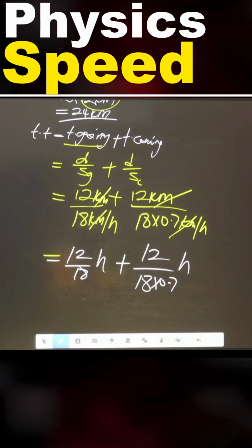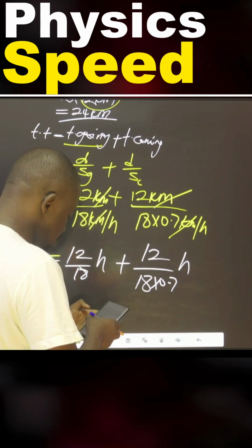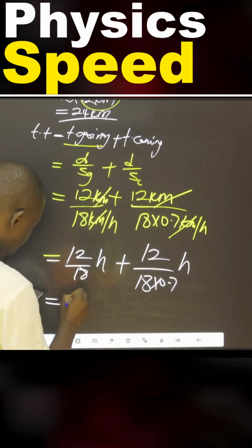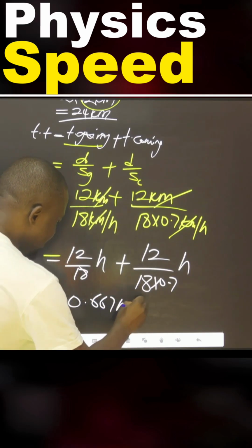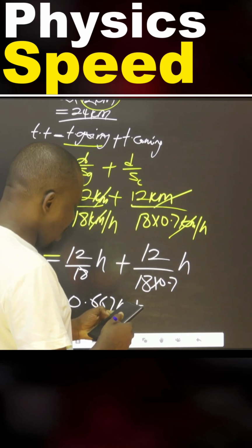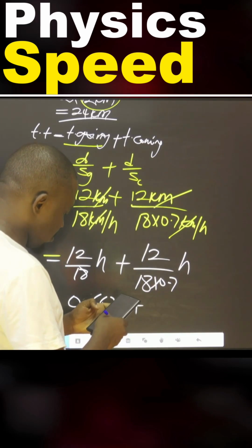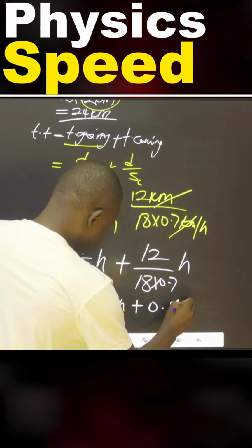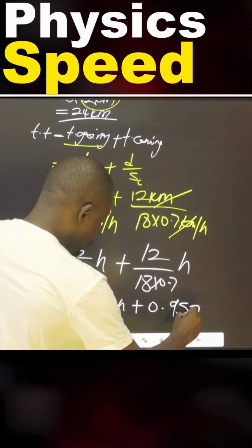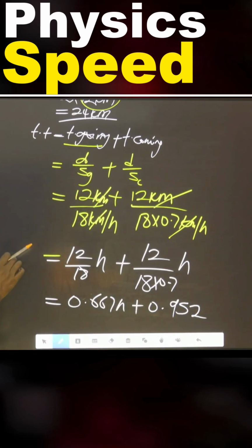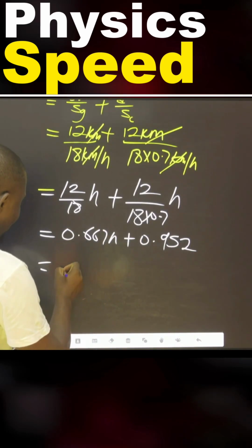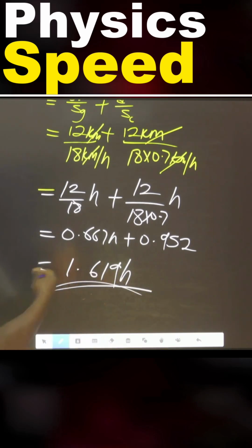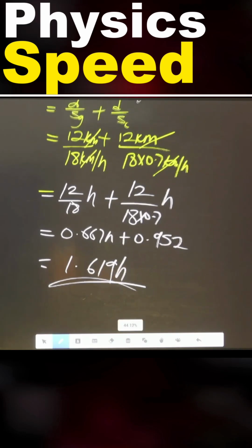Okay? Let me get a calculator. 12 divided by 18. This is 0.667. The second one is 0.952. Okay? If we add these two together, we're going to have 1.619 in hour. So this is the hour it took him altogether.